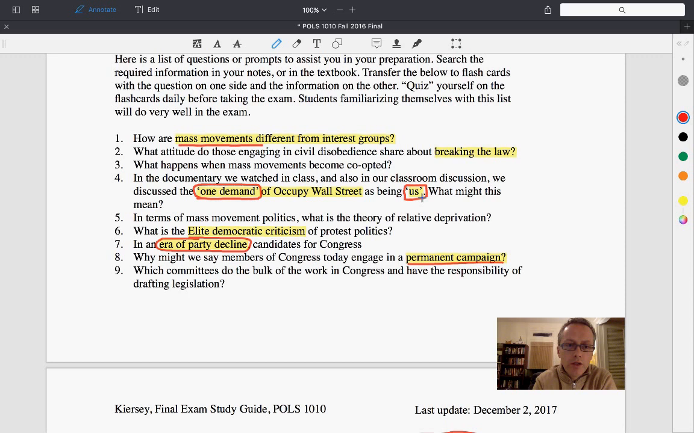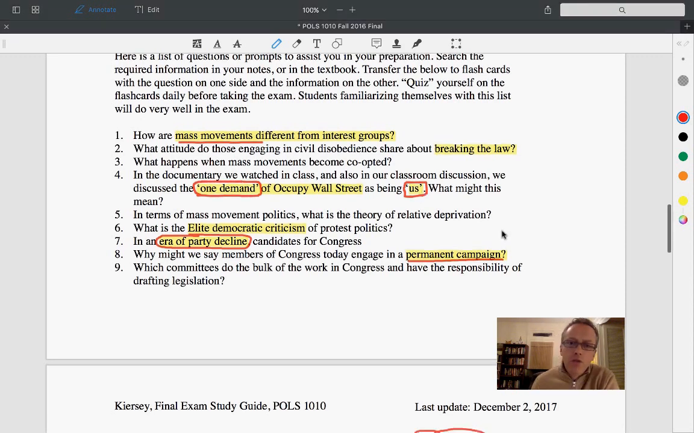Now, moving on to Congress, question 7. In an era of party decline, what do candidates for Congress do? If you remember, in an era of party decline, candidates tend to be more... I'm trying to think of a way of saying this. They tend to be battle-hardened, right? They've worked their way up from the local level of politics to the state level of politics, and then on to national politics. So they've sort of self-selected, if that's the right term. They have figured out for themselves that they want a career in politics.